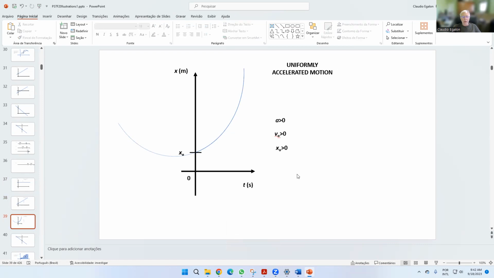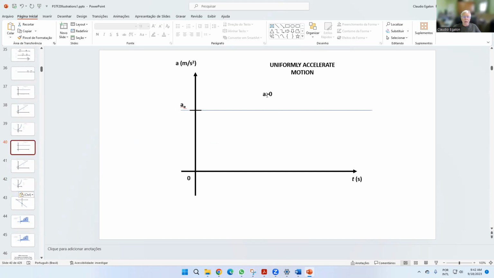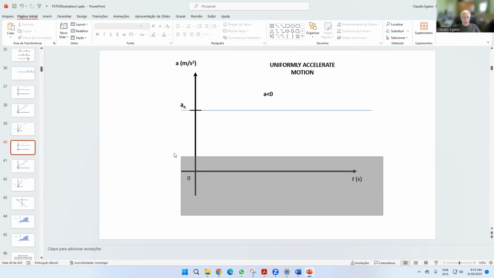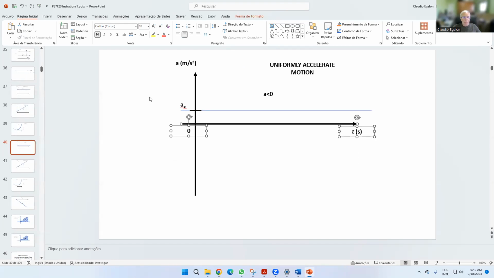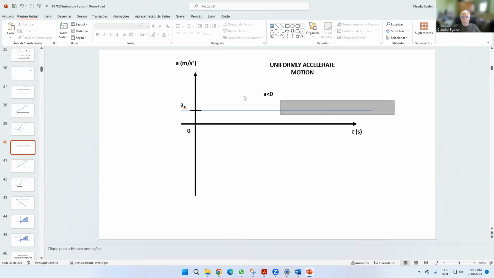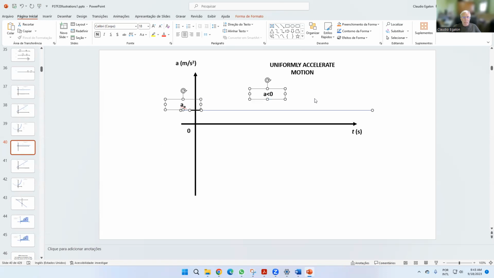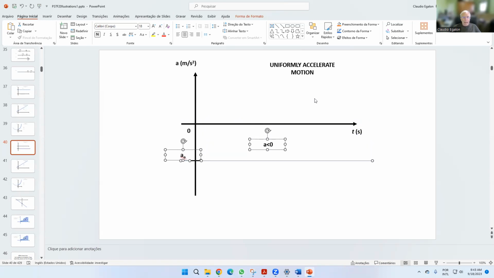But then you can have different situations, right? Let's see. 1, 2, and 3, right? Everything is positive. But what about if the acceleration is negative? How would this axis look like? This axis would look like the following. Move up. Like that, right?